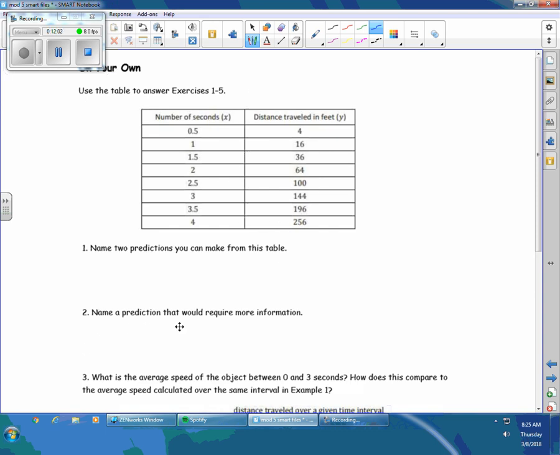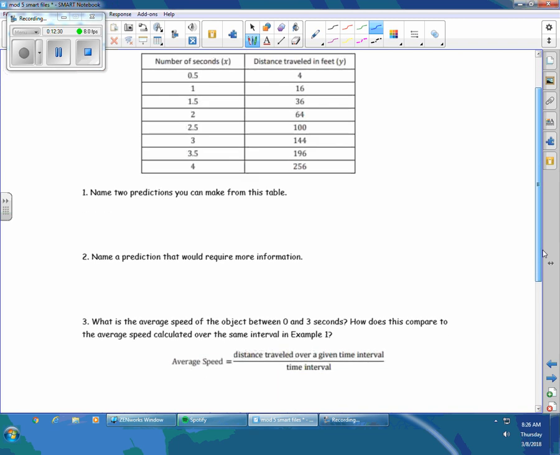Name a prediction that would require more information. Well, if I wanted to know at 3.25 seconds how far the ball is going to drop, I can't precisely say unless I super slow-mo my video again and observe it, or unless I figure out what my number relationships are here between these different intervals. So that's what we're going to try to do here.